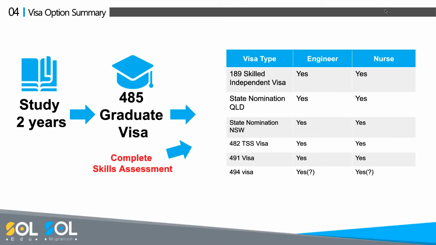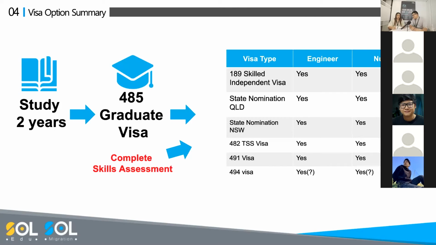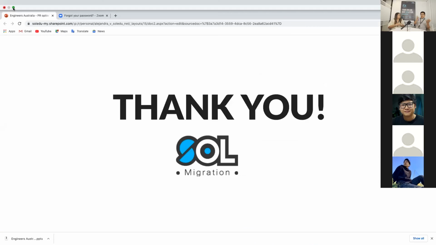In case I could validate my work experience from overseas with Engineers Australia, can I skip the part of studying in Australia and apply for PR straight away? So this is what I mentioned. Once you pass the skills assessment and get a positive outcome, what can you do? The only visa stream without work experience may be the 189 skilled independent visa.